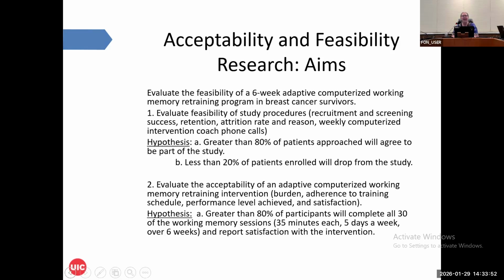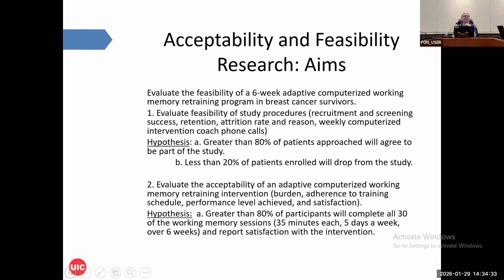So you can have acceptability, feasibility, and pilot outcomes in one study, but you have to be very clear about what your aims are. So you can have an acceptability, feasibility aim and a pilot study outcome. However, usually a study is acceptability, feasibility only. And if you're looking at a change in outcome, then it's usually a different study.